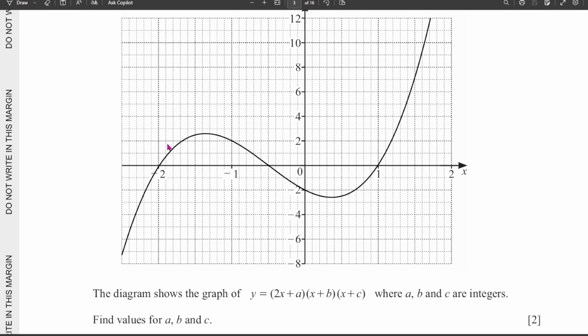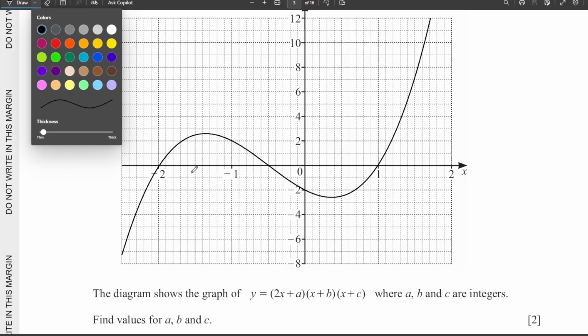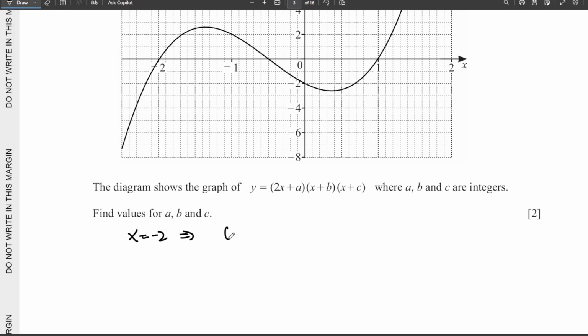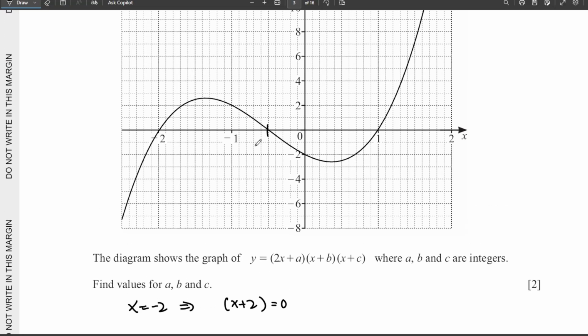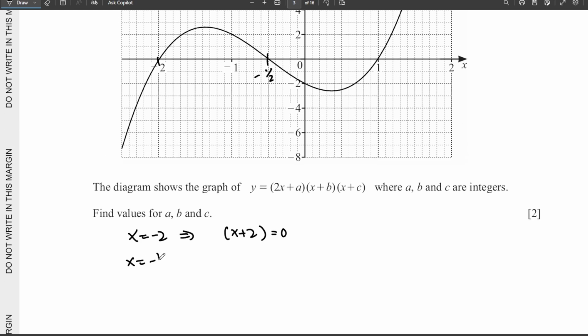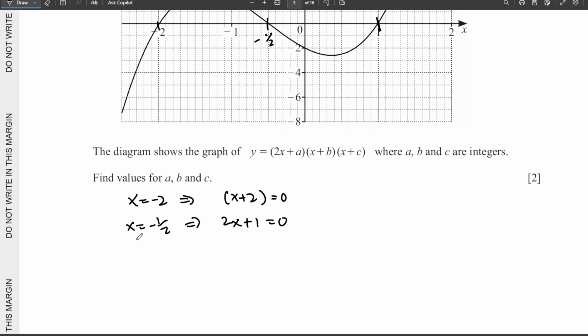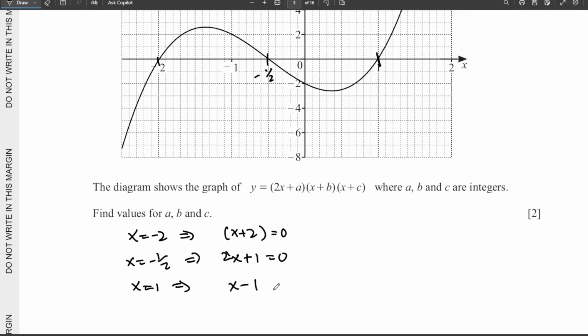So obviously we know that we can see the roots here. They're giving us the graph so that we can see the roots. So we have three roots. First root is at x equals -2, so that will give us a factor of x plus 2, right? Then equals 0. And next one, the root will be at -1 over 2. So x equals -1 over 2. That gives us a factor of 2x plus 1 equals 0. Lastly, here we have a root of 1. So x equals 1, and the factor will be x minus 1 equals 0, right?